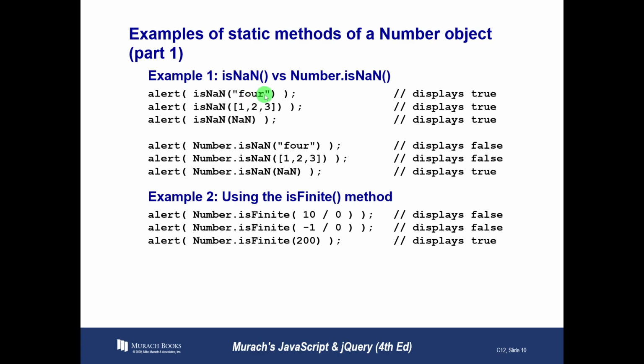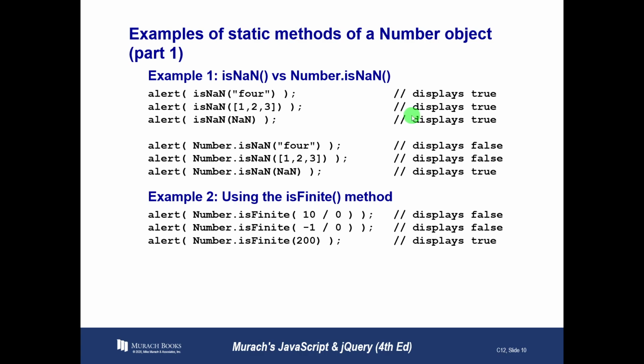For instance, this string of 4, the global version will try to convert that to a number and then decide whether it's not a number or not. Okay, so the global version looks at this and says true. It looks at this array of numbers, or this list of numbers, and says, is it not a number? And it'll say true, it's not a number. And isNaN on NaN will also display true.